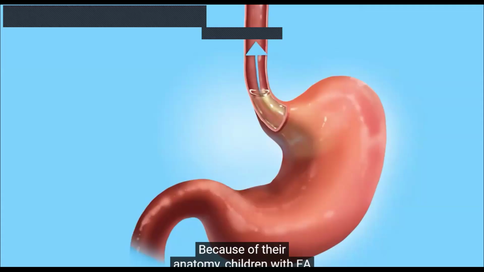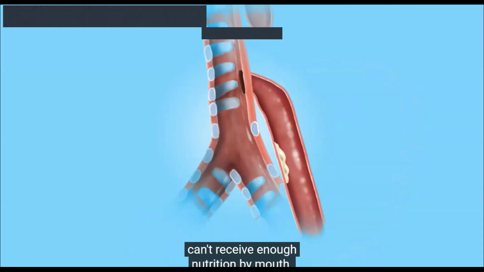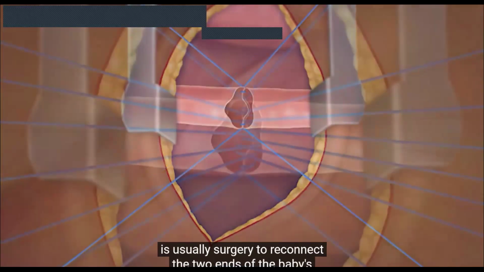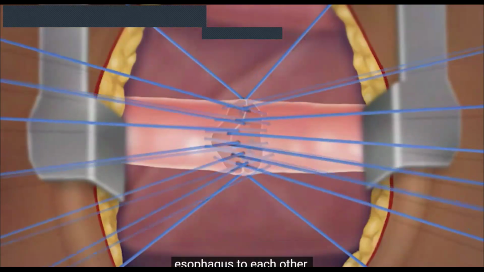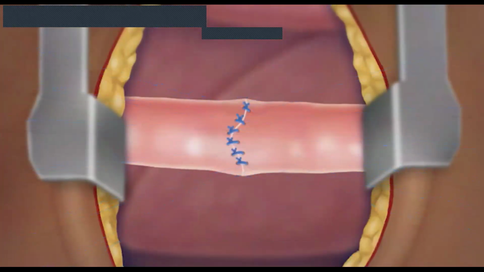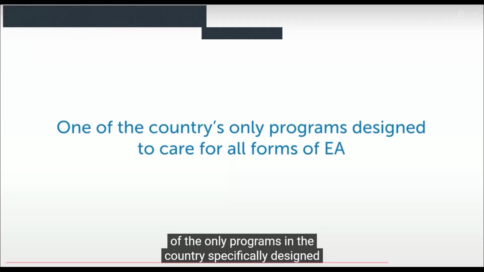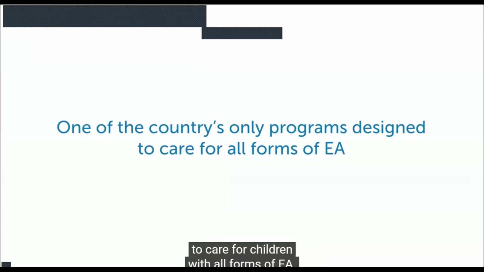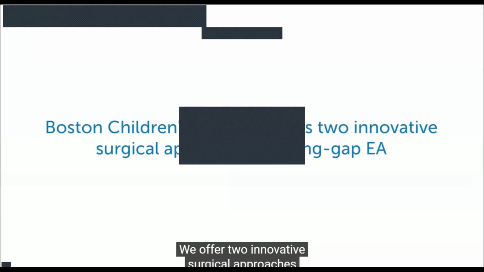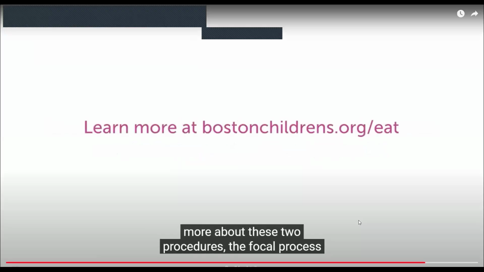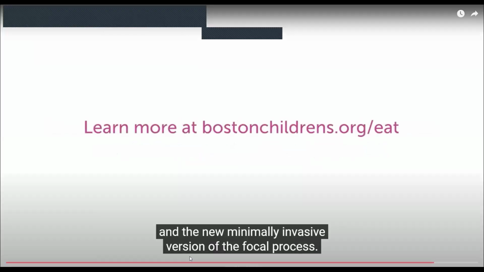Because of their anatomy, children with EA can't receive enough nutrition by mouth. They can also be more prone to respiratory infections, like pneumonia. That's why the best treatment for EA is usually surgery to reconnect the two ends of the baby's esophagus to each other. The Esophageal and Airway Treatment Center at Boston Children's Hospital is one of the only programs in the country specifically designed to care for children with all forms of EA. We offer 2 innovative surgical approaches to long gap esophageal atresia. In the next 2 videos, I'll tell you more about these 2 procedures, the Foker process and the new minimally invasive version of the Foker process.